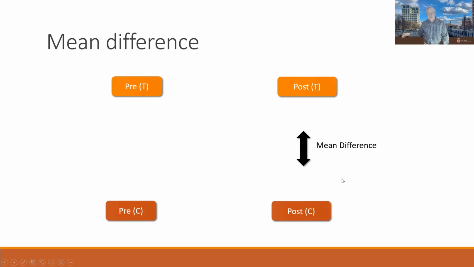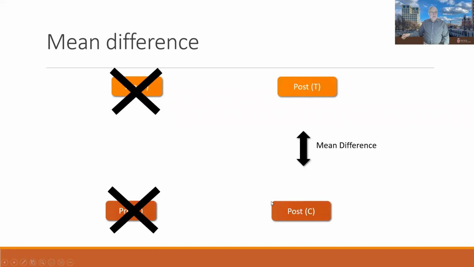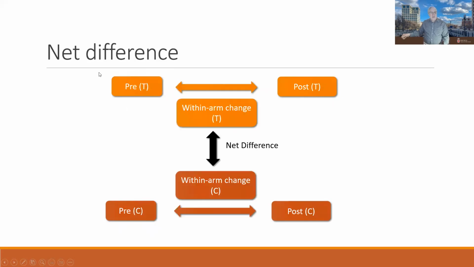So for example, a difference in FEV1 after some asthma treatment at the time of discharge, and at least it has units. So that would be an example of a mean difference. A net difference is sort of you calculate the within arm change pre to post in both groups, and then you look at the net difference.